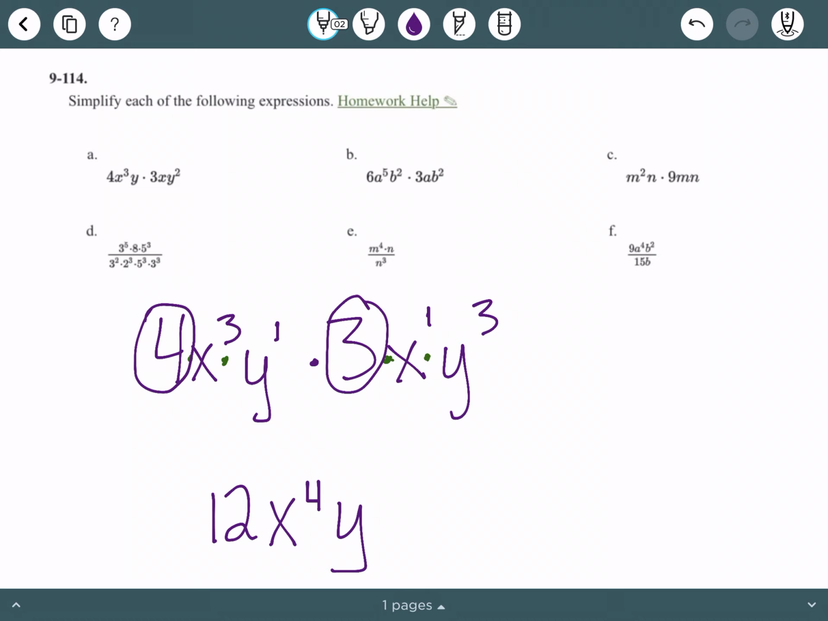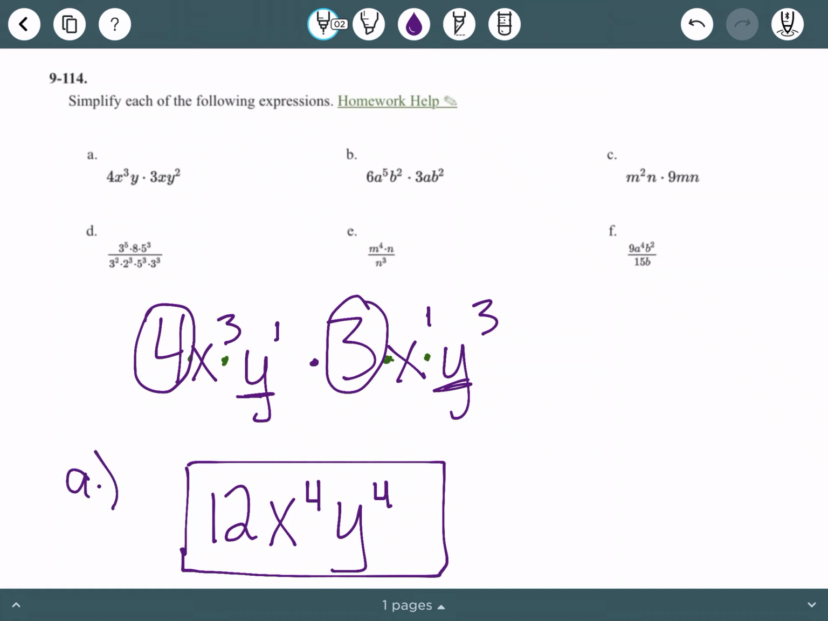Base stays the same, which is my y. And we add the exponents. So 1 plus 3 gives me 4. So we've got our answer. We have 12x to the fourth, y to the fourth. Okay, that's for part A. So make sure you have all of this written down.